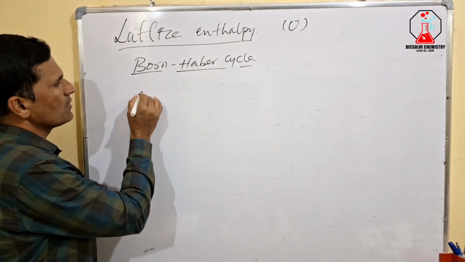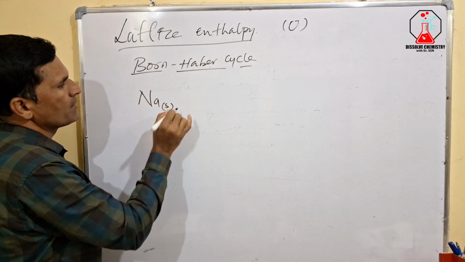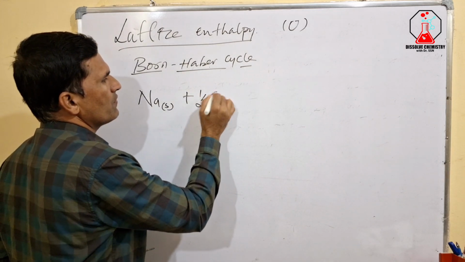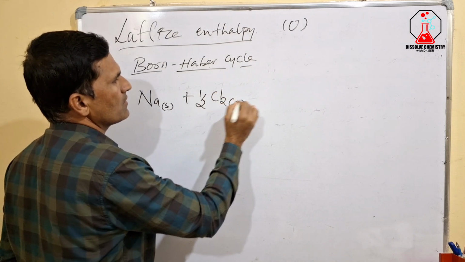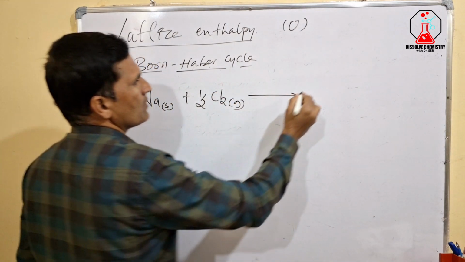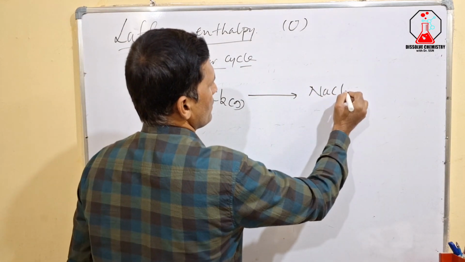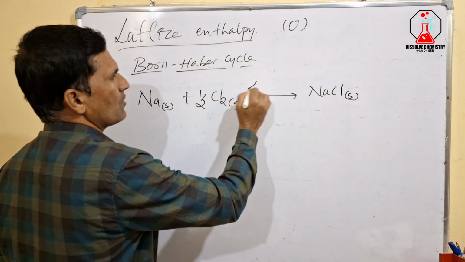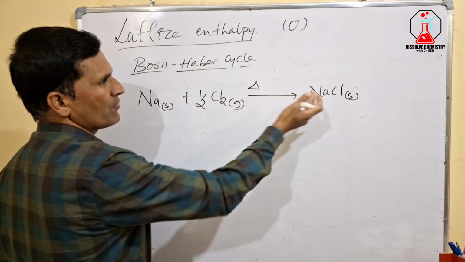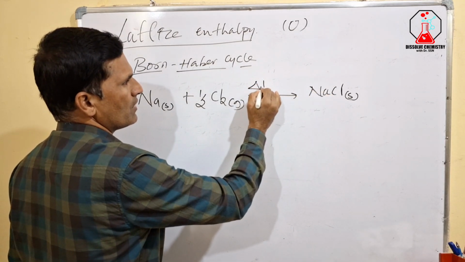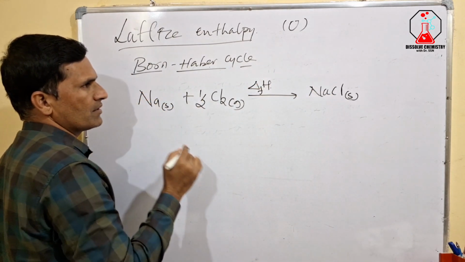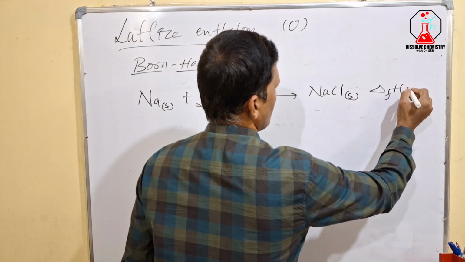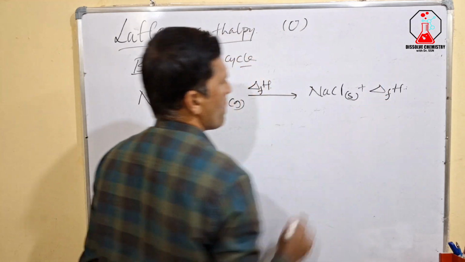See, for example, sodium solid combines with half Cl2 gas to give sodium chloride crystal. Okay, so this we call it as what? These two are elements combining to form the compound, so therefore we call it the enthalpy of formation. So delta H of formation, that we call, isn't it?